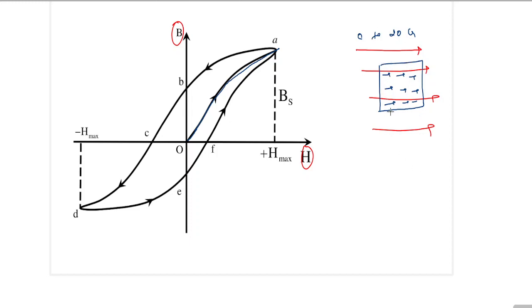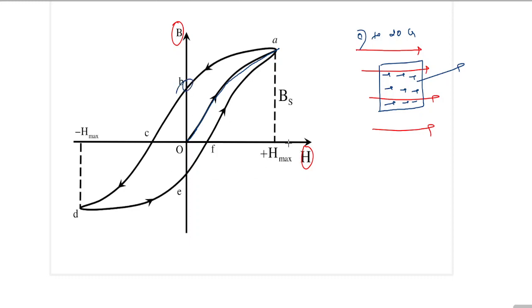Suppose you decrease it and then go back to 0. What we expect is that the dipoles should again be in different directions, so that the net magnetization might become 0. But what happens is, even though the applied field is removed, there is still some magnetization existing in the material. That is shown by this point B.